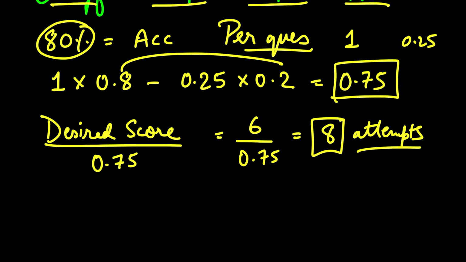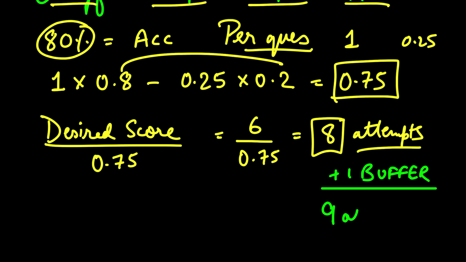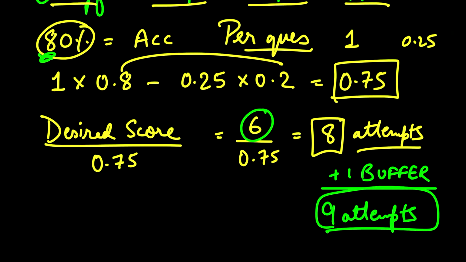And always remember, this is my safe rule, that a +1 buffer should always be added. Do make one extra attempt. Even if that goes wrong, it will not, you know, change anything with respect to your cutoffs or any similar aspect. So always do one extra. So go for 9 attempts if you want a score of 6, okay, and your accuracy is 80%.